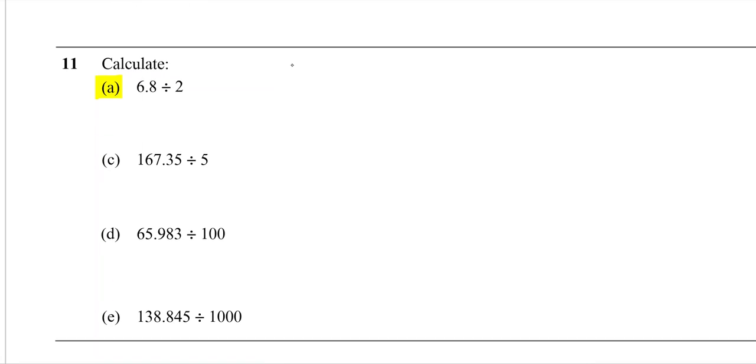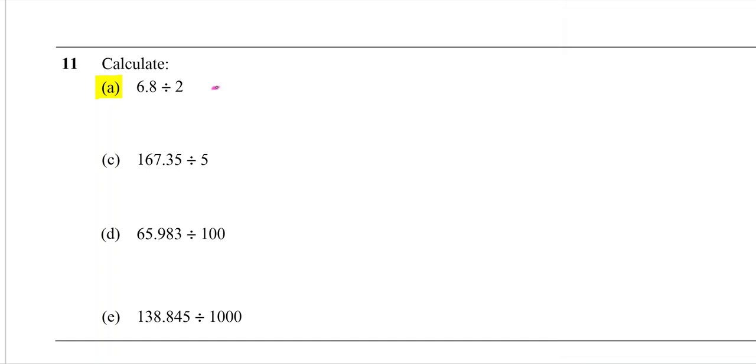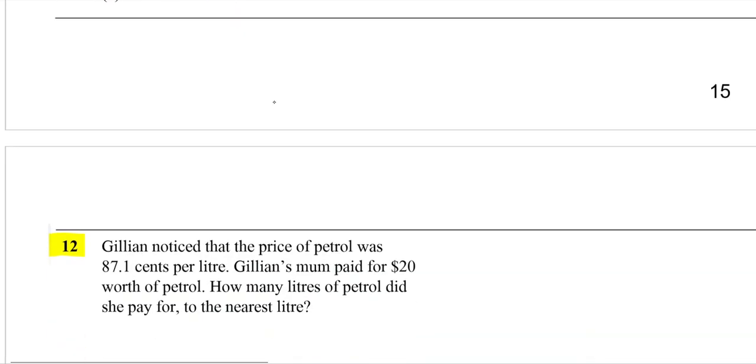Also with question 11, these are still calculator questions, just dividing this time. So just type them in, 6.8 divided by 2, so 3.4. Just type those in your calculators.